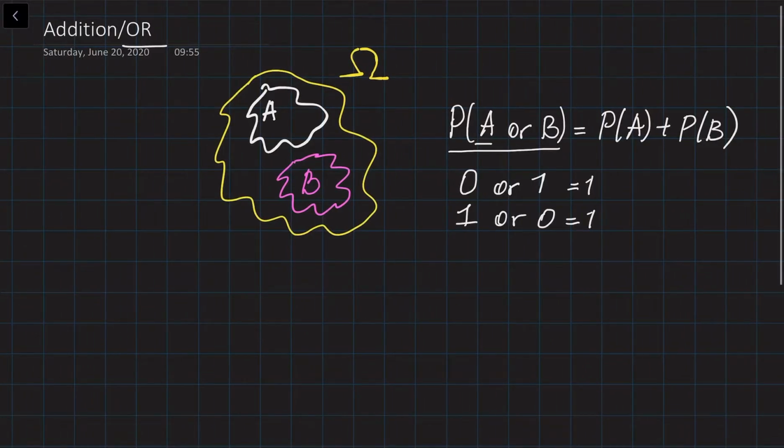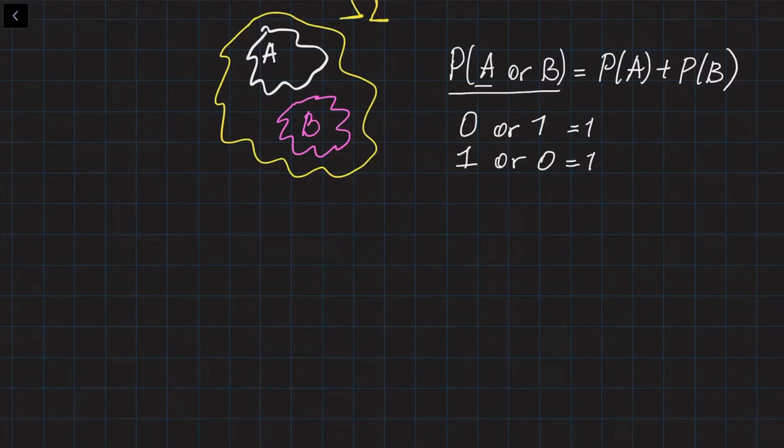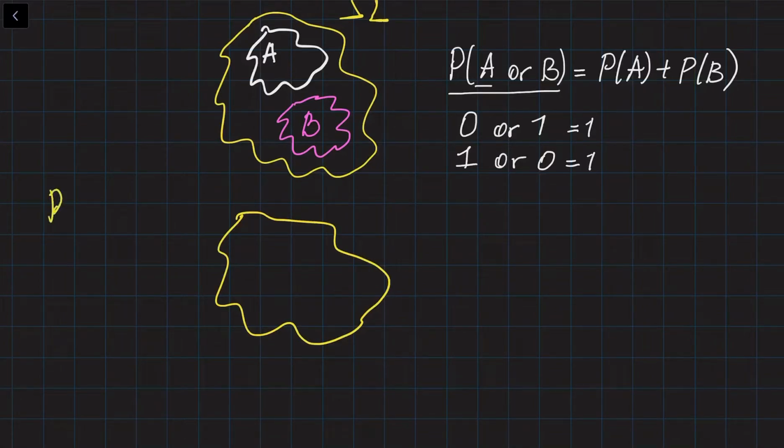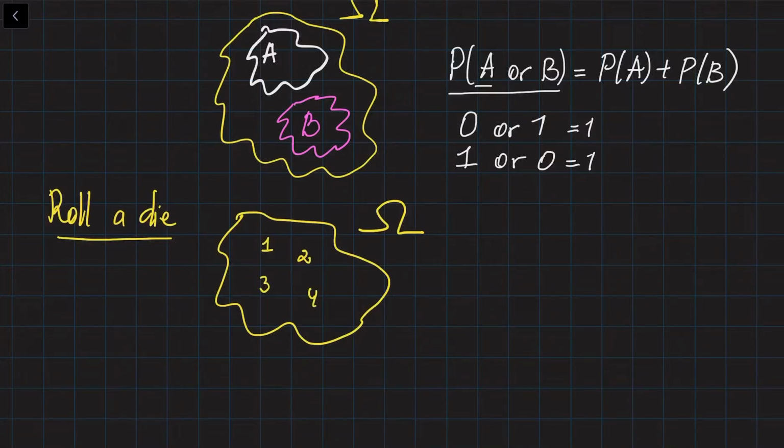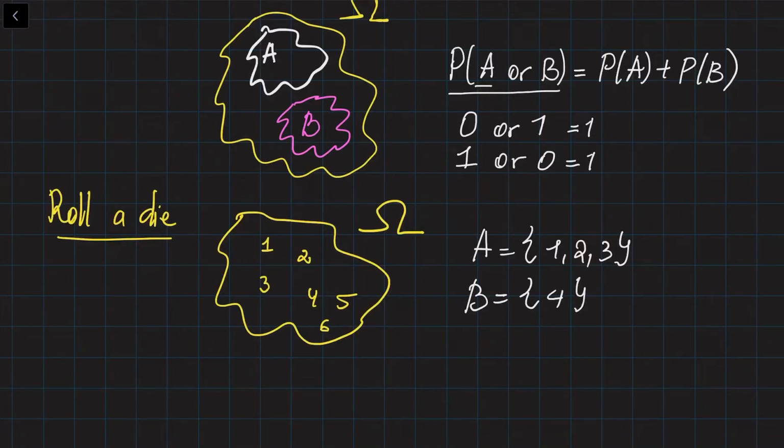So let's consider an example. Let's say you are going to roll a die. Our experiment is going to be rolling a die, the 6-sided cube. So this is going to be our sample space, and it contains 6 outcomes: 1, 2, 3, 4, 5, 6. Now let's assume that A is going to be an event which contains 3 items: 1, 2, and 3. And B is going to be an event which contains only 1 item, 4, for example.